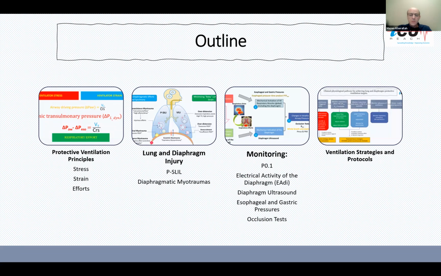We'll give it another 15 seconds. Again, the question is for the lung and diaphragmatic protection at the same time. Okay, so let's get the results.